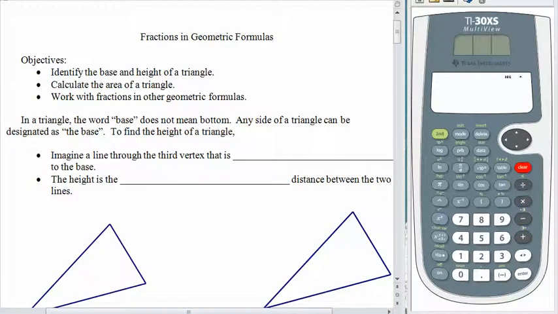Okay, so we're back working on our next lesson. You have your guided notes ready. And as I promised you last time, we're going to work now on some geometric formulas with fractions.